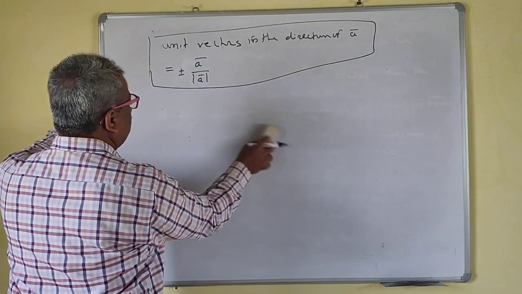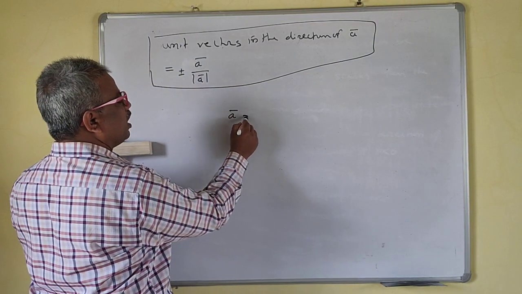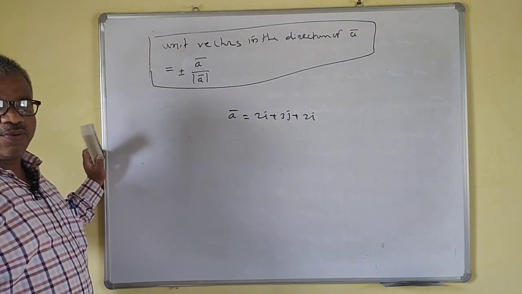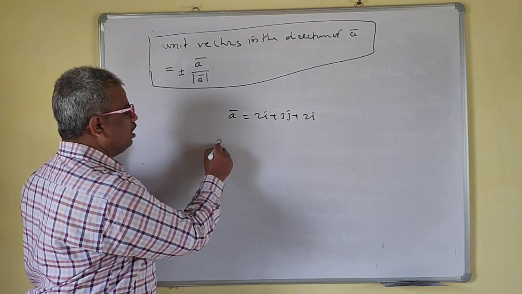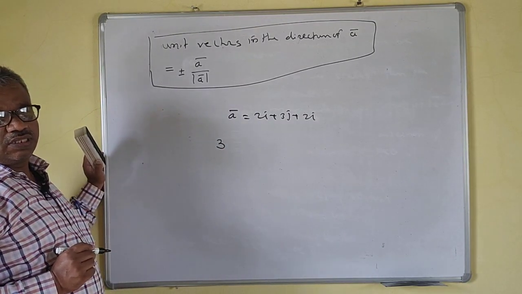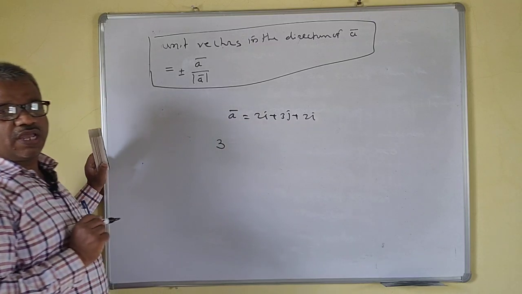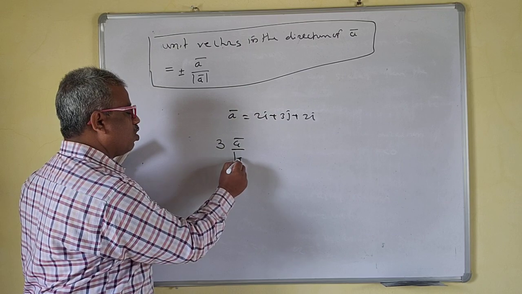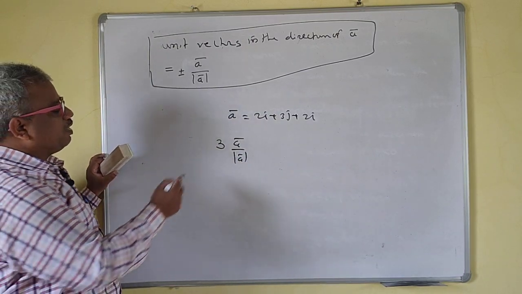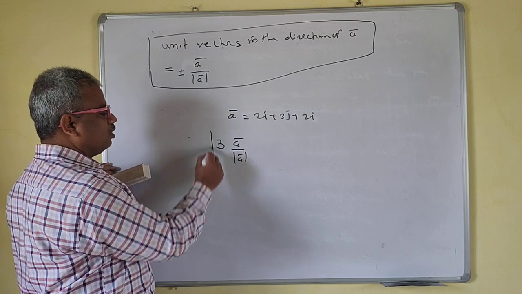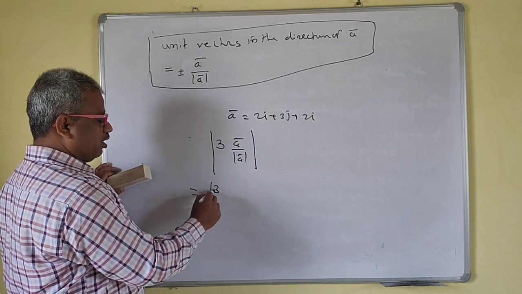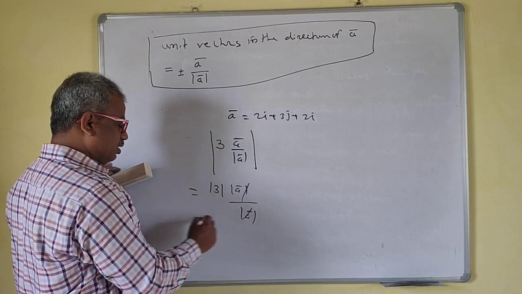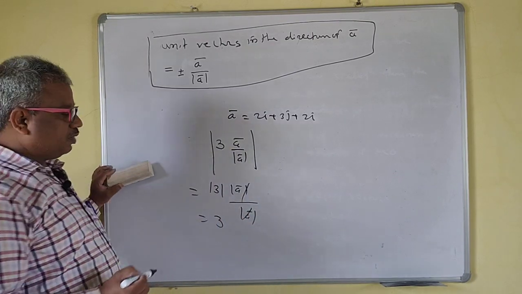So that means we are given a vector. Suppose a bar is 2i bar plus 3j bar. That we will see later on. And we want to find a vector whose magnitude is 3 and is in the direction of a bar. So how to find? This is a bar upon mod of a bar, then, right? This will be your vector. Now see, what is the magnitude of this one? Magnitude of 3, magnitude of a bar upon mod of a bar, magnitude of magnitude is itself. This gets cancelled and mod of 3 will be 3 now, right?